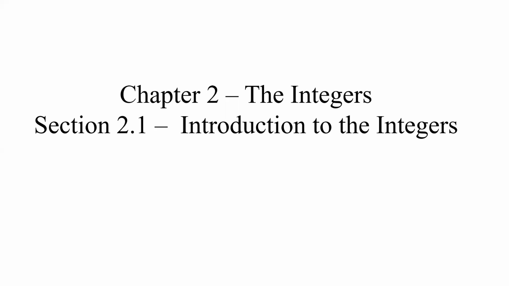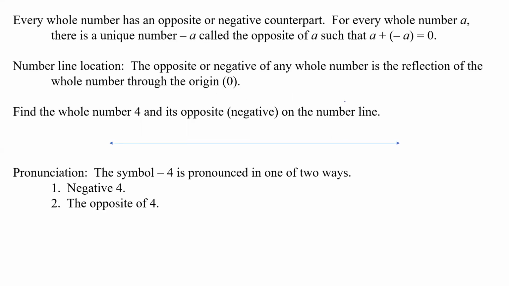Okay, here we are in chapter 2 on the integers. And this is 2.1, Introduction to the Integers. So every whole number, remember 0, 1, 2, 3, 4, 5, has an opposite or a negative counterpart. So for every whole number a, there's a unique number minus a, negative a, and that is called the opposite of a. So a plus the opposite of a is equal to 0.